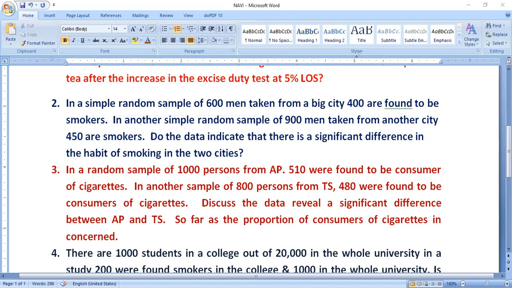Then problem number 3. In a random sample of 1000 persons from AP, 510 were found to be consumers of cigarettes. That is information 1. And the second information is, in another sample of 800 persons from TS, Telangana state, 480 were found to be consumers of cigarettes. Do the data reveal a significant difference between AP and TS so far as the proportion of consumers of cigarettes is concerned? Okay, this is the third problem.